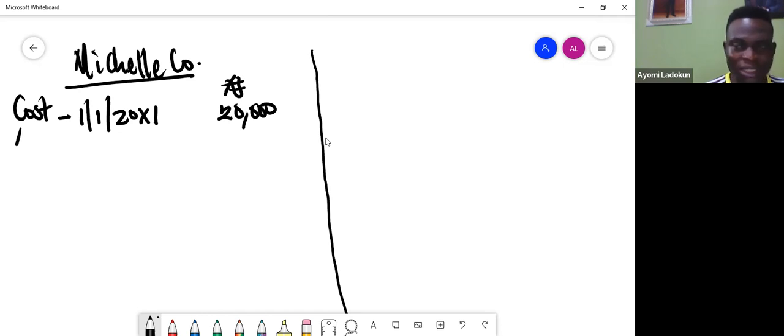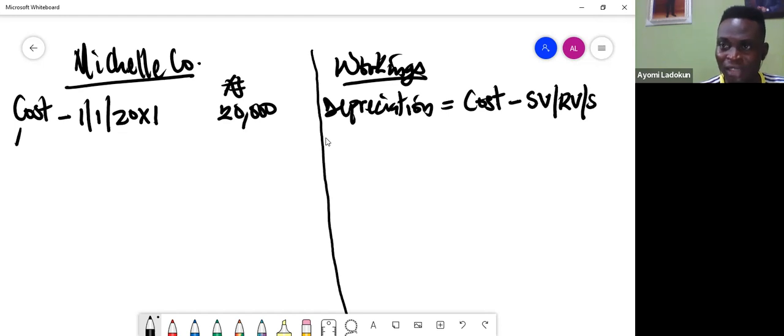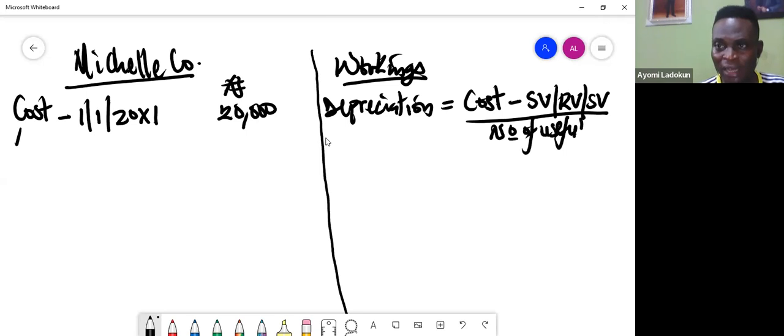I will now say depreciation. If I was writing this exam, I would have said accumulated depreciation, but because I'm teaching, okay? So let me try to explain. I will now come somewhere in my notes. I will say workings, all right? I need to compute my depreciable amount, which is cost minus scrap value, or residual value, or salvage value. The examiner can decide to use any of those terminologies, so go and take note of that. Divided by number of years of useful life. Okay. Divided by number of years of useful life. You see, when you know this principle, you will be on top of your game in the exam.